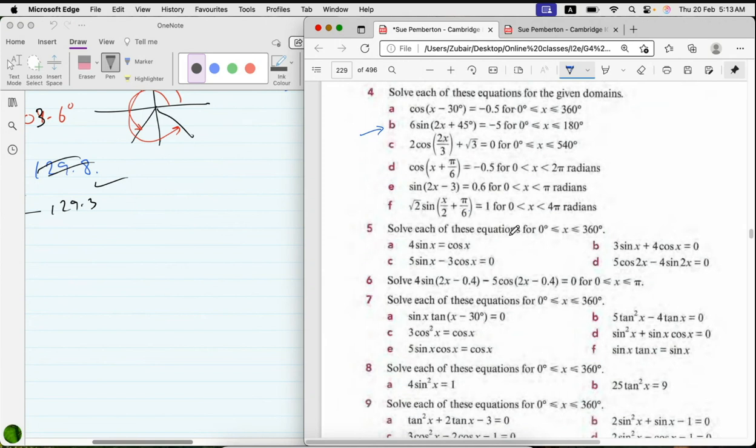Okay. I'm going for C part. That's long, domain 540. This is basically 1.5 circle, one complete and one half.